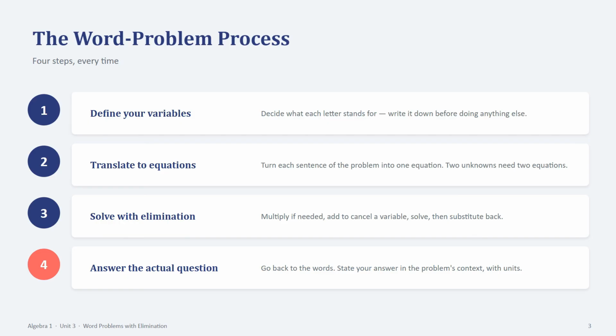The word problem process. The first step is to decide what each letter stands for. Write it down before doing anything else. The second step is to translate the equations. Turn each sentence of the problem into one equation. Two unknowns need two equations.